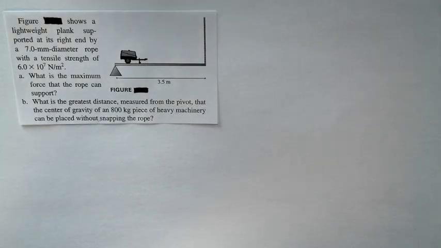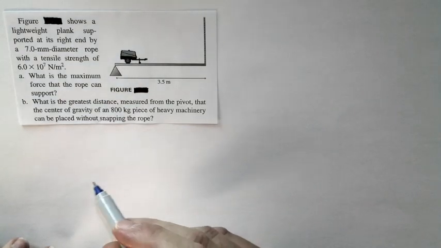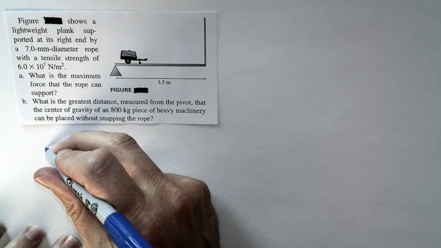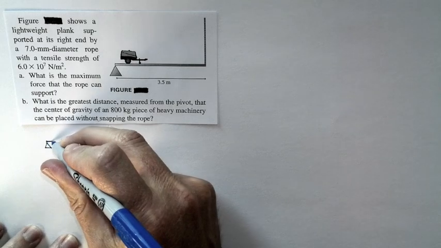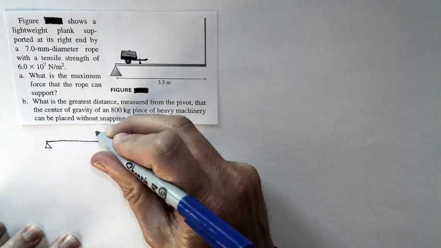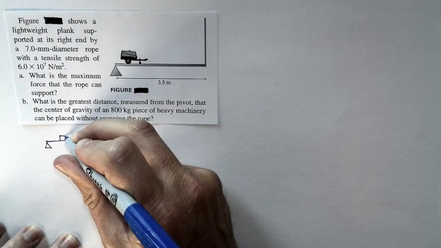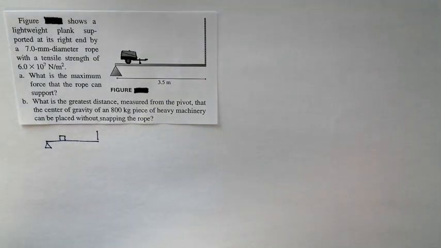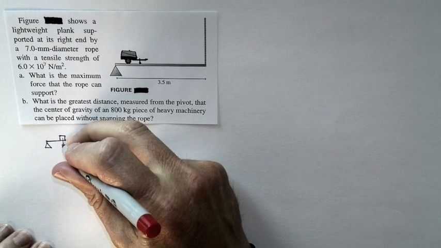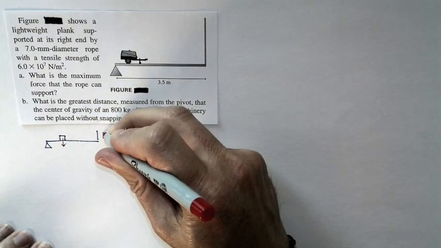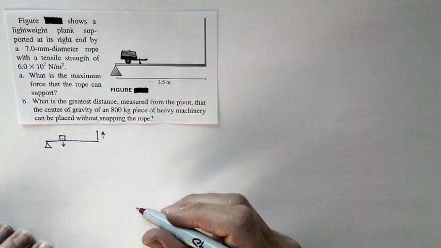Before we get started on this problem, let's just quickly sketch out what we're dealing with. So we have a pivot point, then we have a board, and there's a rope at the end of the board, and there's a heavy piece of machinery that's set right here. Well, here's what's happening. The weight of the machinery is pushing down on the plank, okay? The rope is pulling upward on the plank.